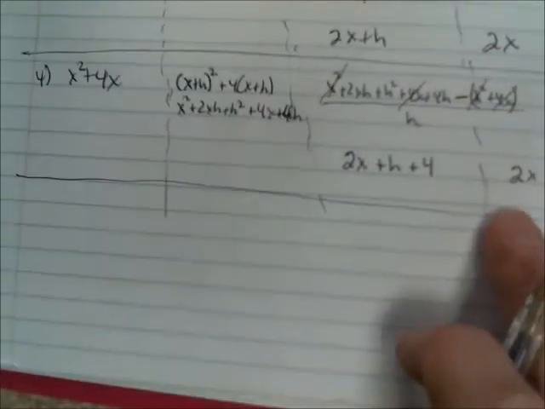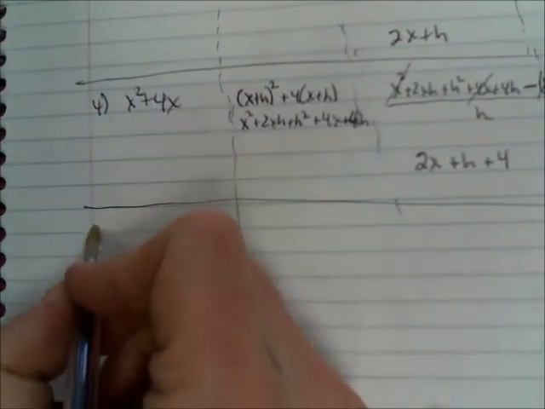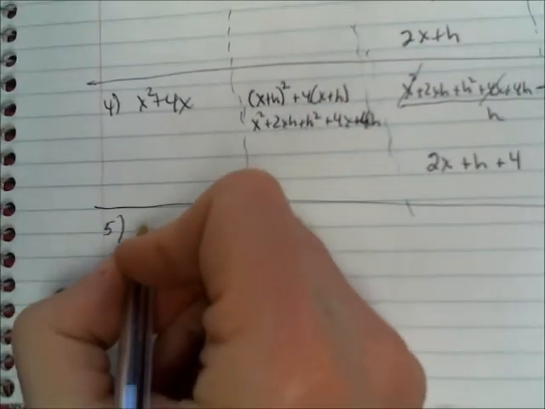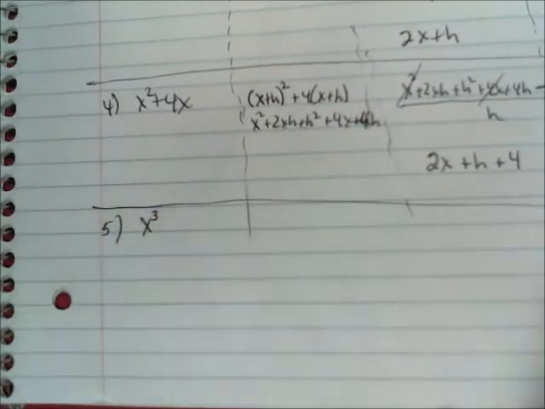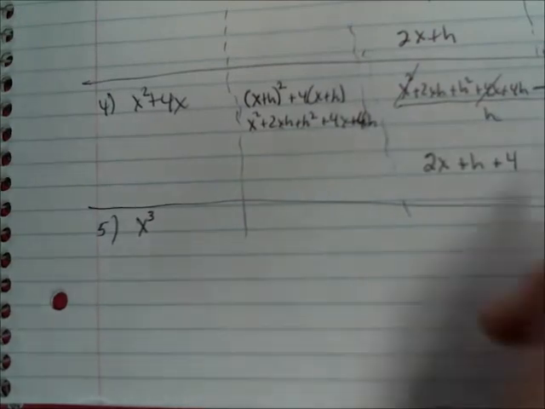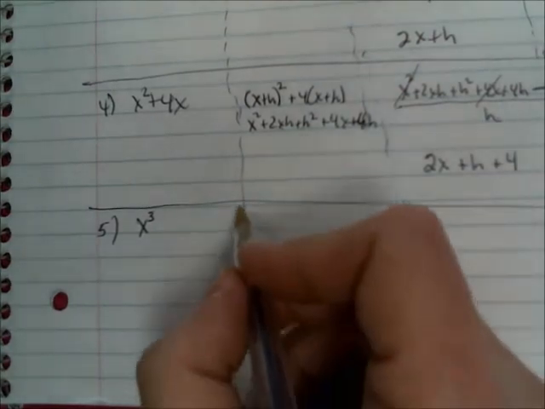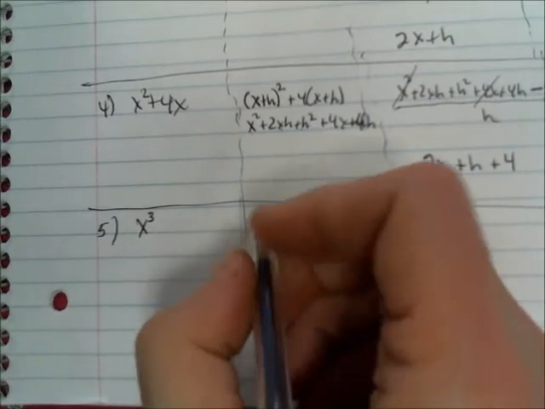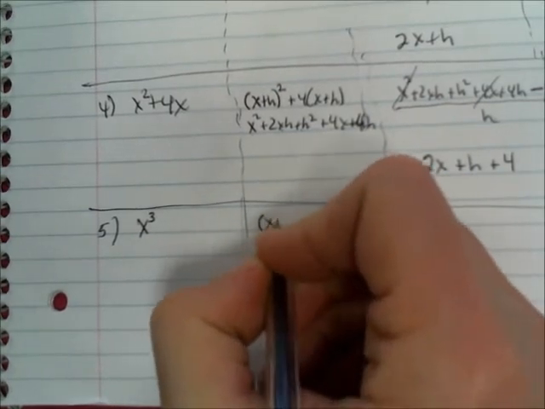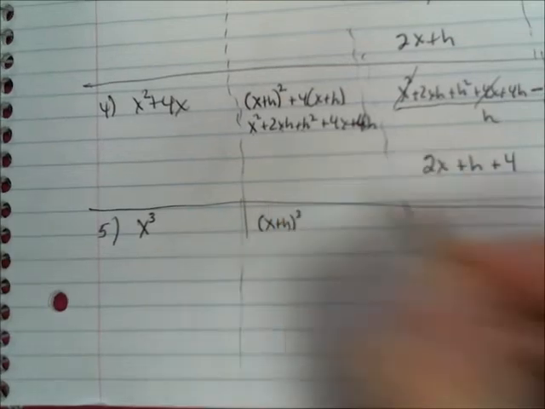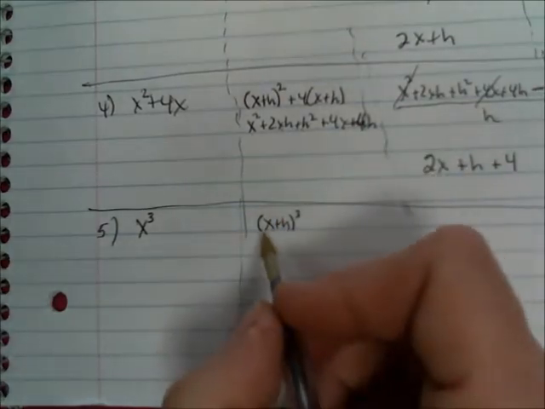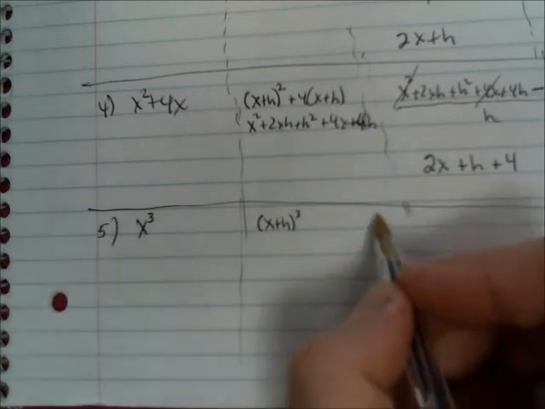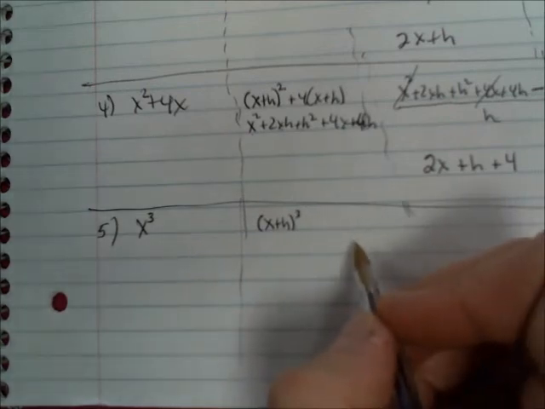The next example, number 5. What if we have f of x is equal to x to the third power? Well, this is when we have to use a little bit of algebra 2, binomial expansion, because f of x plus h is x plus h to the third power. What you can do is you can multiply x plus h times x plus h times x plus h if you wanted to do it the long way.